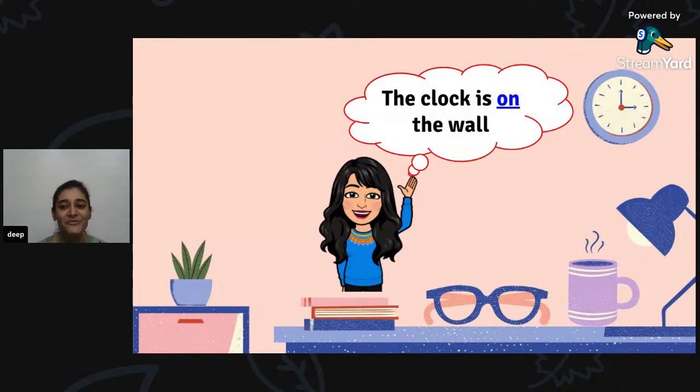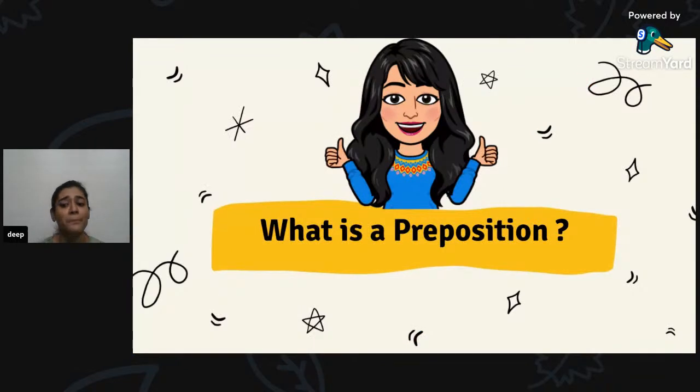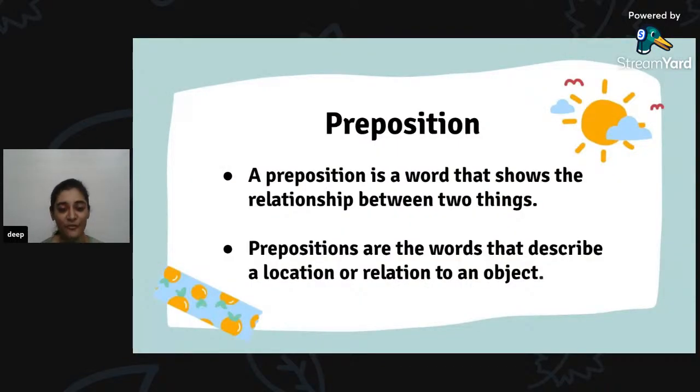Well, today we are going to learn all about position words. Do you know position words are also known as prepositions? What is a preposition? A preposition is a word that shows the relationship between two things. Prepositions are the words that describe a location or relation to an object.